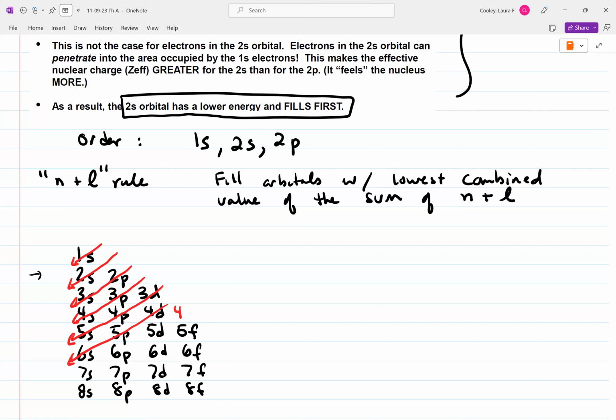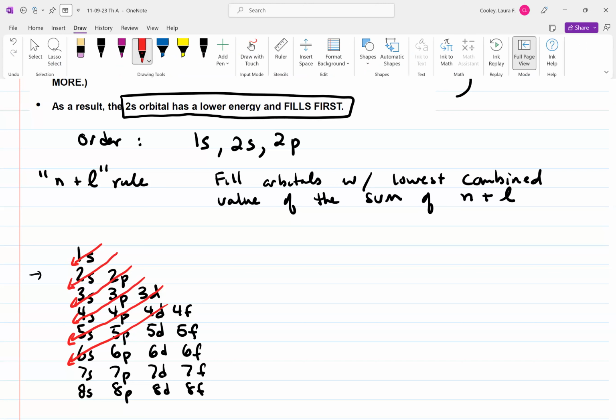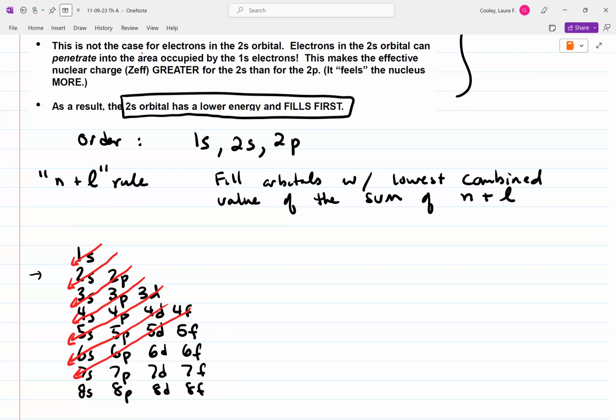Maybe I should have put 4f in here. 6s. Let me look at the periodic table. I should have put 4f there. Anyway, we don't fill them all this far, so we're good with this.